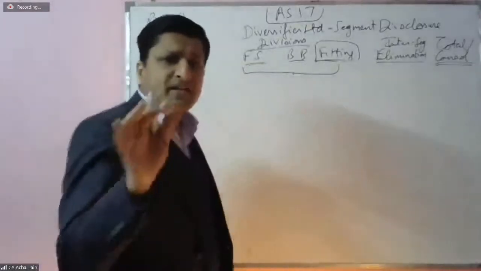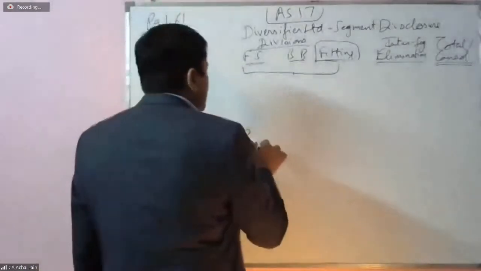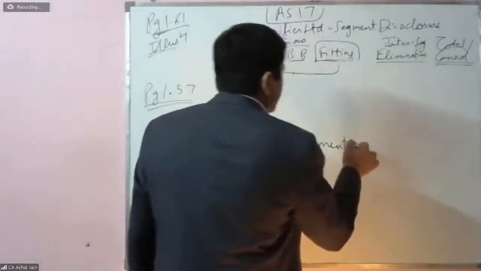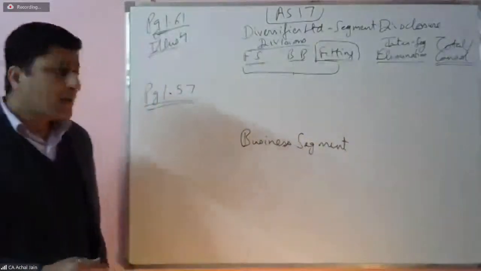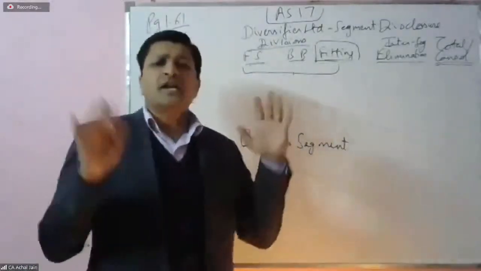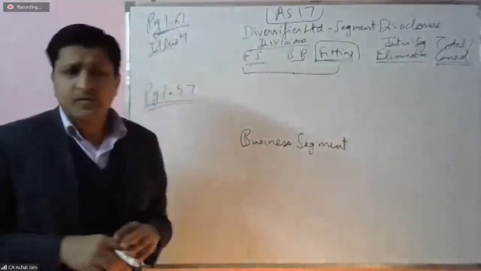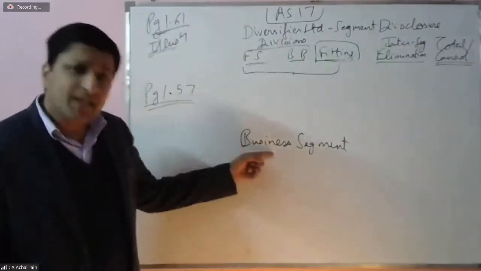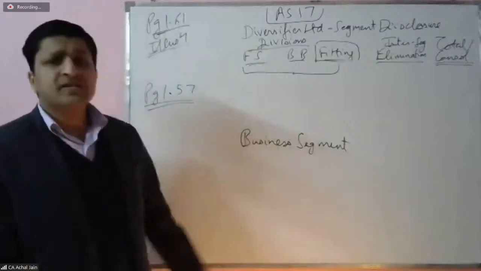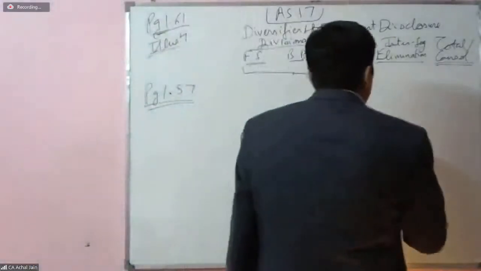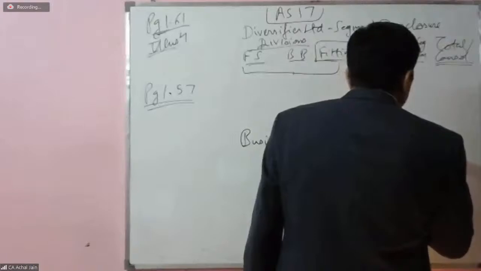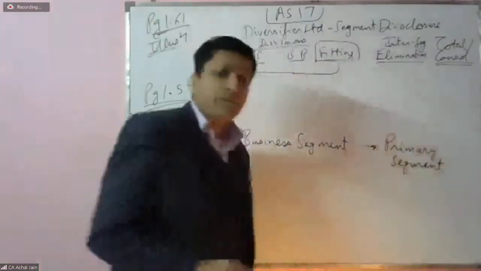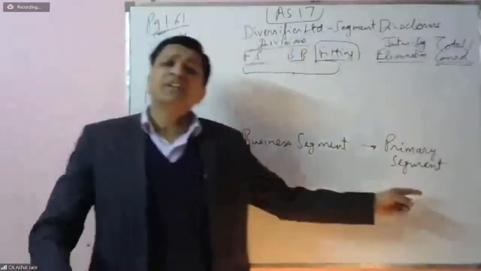Let's suppose the management has decided that they will give the disclosure on the basis of nature of business. Yeah. Let's suppose this is what management has decided and they have given this disclosure. In this case, standard says that if the management does this, then this business segment will become primary segment. So this will be called as primary segment for this entity.